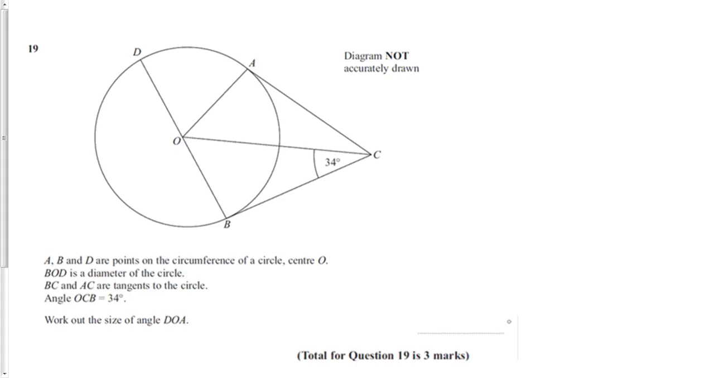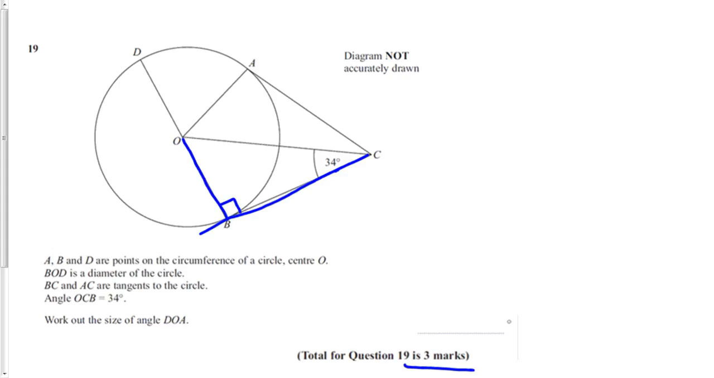Okay, so the next question, question 19, you have to work out angle DOA. Now this is worth 3 marks, this question. So what you need to do is start writing anything that you do know. Now we should know that a tangent, which is the line BC here, meets OB, which is a radius. So when those two meet, they meet at right angles.